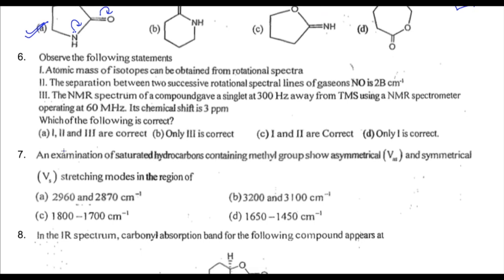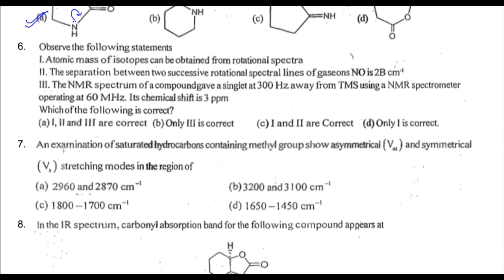Okay, so the next one says, observe the following statements. The first statement: atomic mass of the isotopes can be obtained from rotational spectra. The second says that the separation between two successive rotational spectral lines of the gas NO is 2B. The third says that the NMR spectrum of a compound gave a singlet at 300 Hertz away from the TMS using an NMR spectrometer operating at 60 MHz, and the chemical shift is 3 ppm. Which of the following is the correct statement?